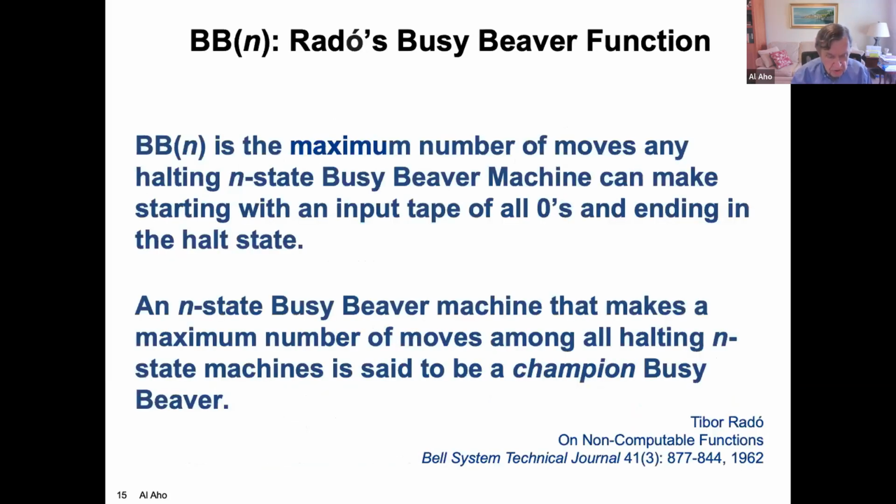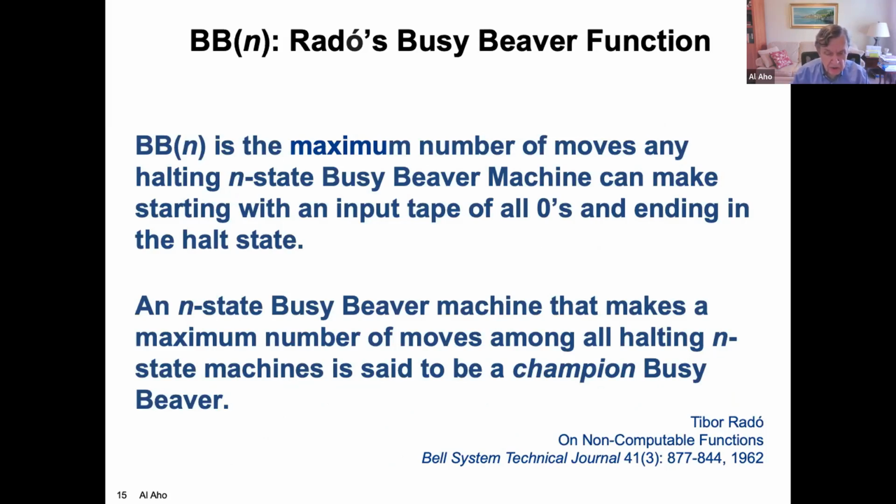We will use BB of n to denote the maximum number of moves that any n-state Busy Beaver machine can make, starting with an input-output tape of all zeros, and then eventually halting. The purpose of Radó's paper was to present a function that was easy to specify, but undecidable to compute. And BB of n is one such function.